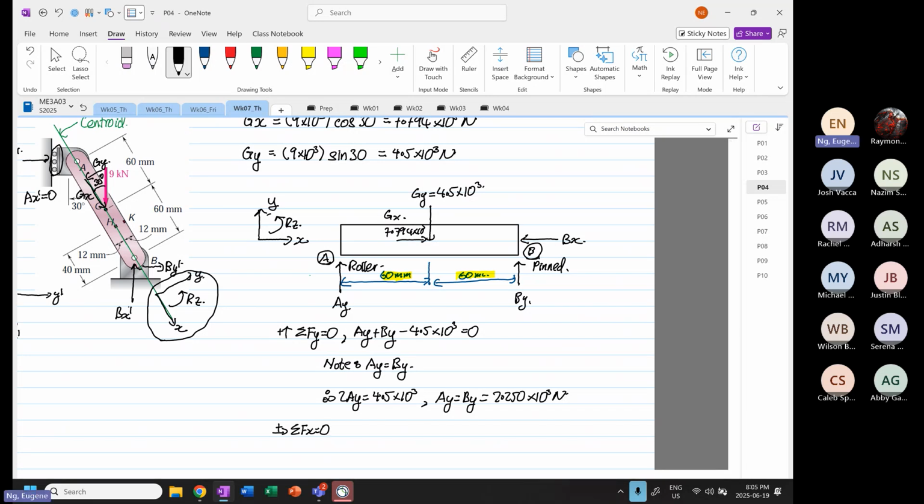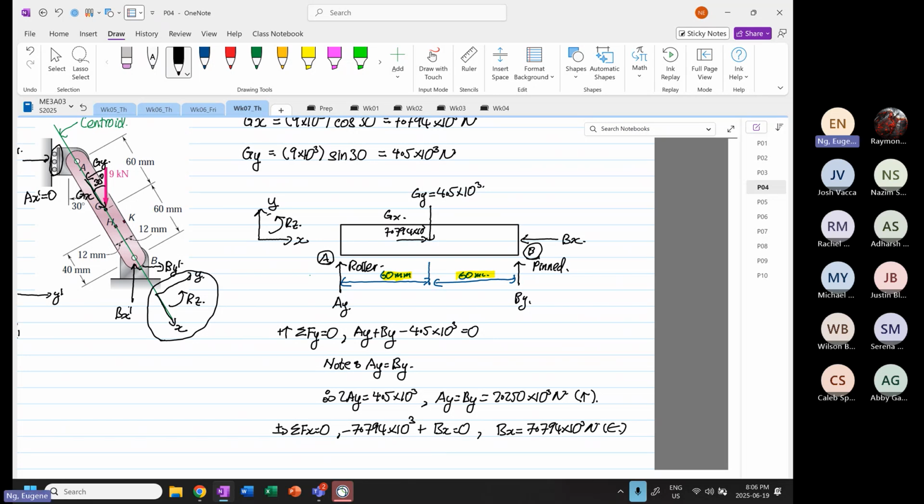So we have 7.794, so minus 7.794 times 10 to the power 3 plus Bx. So from here, Bx is equal to 7.794 times 10 to the power 3 Newton. Okay, and the direction is correct. This one is going this way, and this ones are going up.